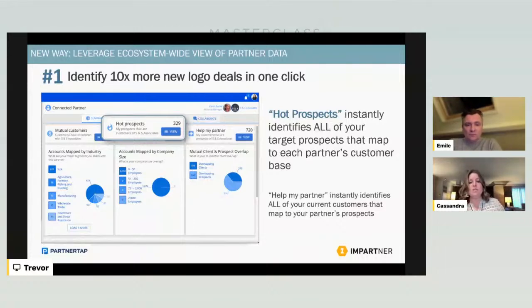So these 2 reports really make it easy to plan and do those QBR check-in calls with every partner and make them productive, because you can immediately zero in on the accounts that you can help each other sell into.